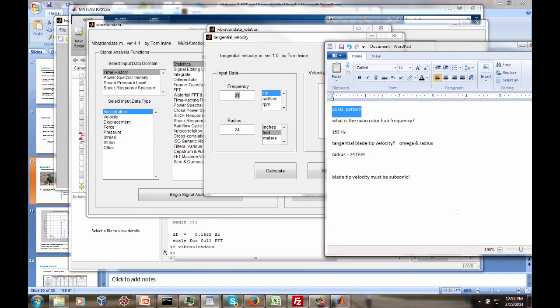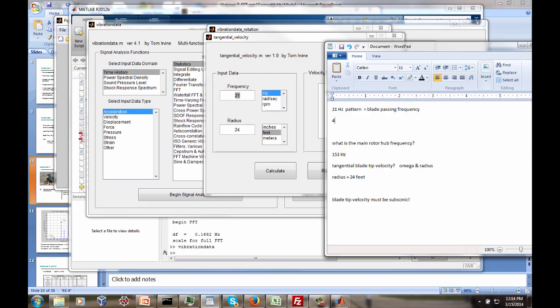Well, here's what we have to realize. What we're actually picking up, the 21 hertz pattern, is actually the blade passing frequency. And it turns out for the Apache helicopter, there are 4 blades for the main rotor, which means the main rotor hub frequency is equal to 5.25 hertz. And that's from our measured data.